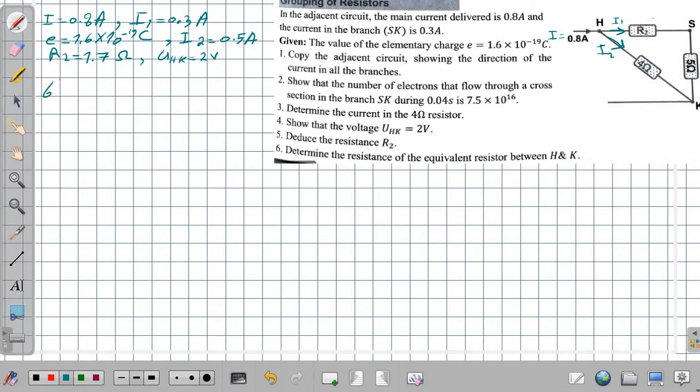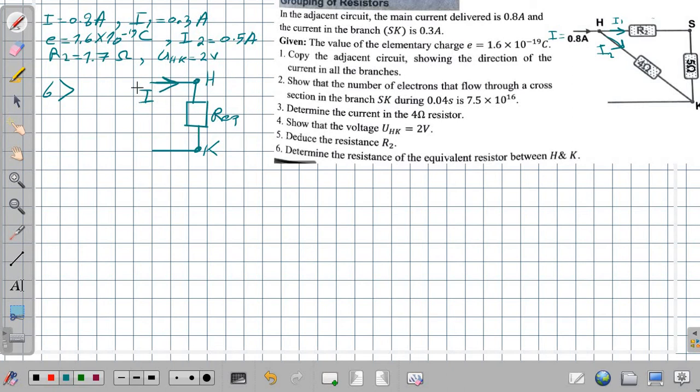Last question 6. Determine the resistance of equivalent resistor between H and K. The equivalent resistor between H and K هي 1 resistor. حيكون التيرمينال لإلها هن H and K. والmain current will flows through this resistor.